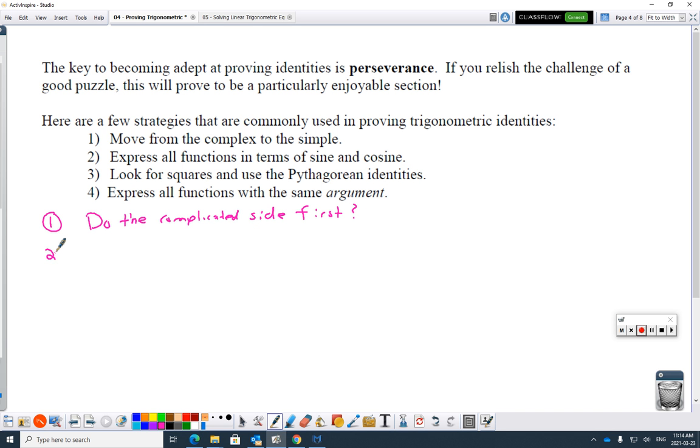Two, express all functions in terms of sine and cosine. Now, that's pretty good advice. Let me rephrase it. If there is any sine or cosine, make them all sine or cosine.